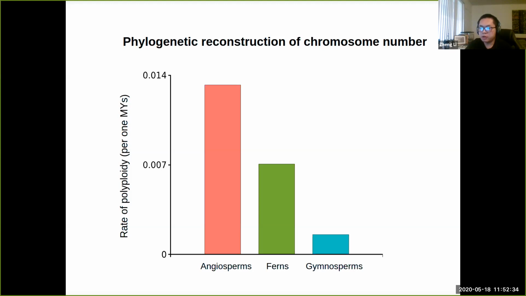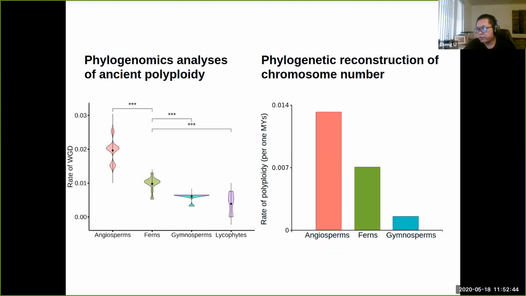Angiosperm flowering plants definitely have the highest rate of polyploidy compared to ferns and gymnosperms. Ferns are second, and then gymnosperms have the slowest rate. If we put this together, the phylogenomic analyses and the phylogenetic reconstruction of chromosome numbers, the overall pattern is consistent between these two different analyses. And also, if you look at the actual numbers, they're really similar.